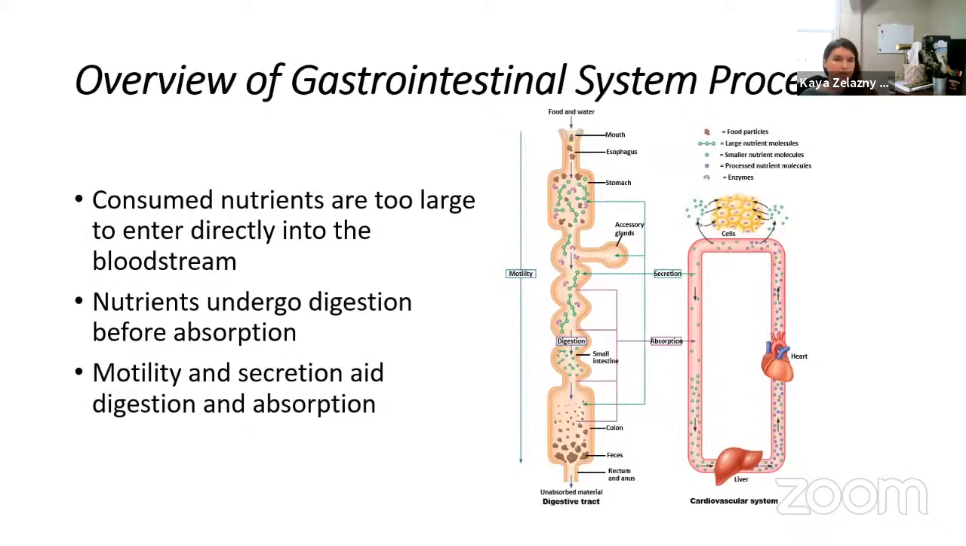So we're going to need to do some mechanical digestion of food, so physically chewing, right? But we're also going to need to do chemical digestion of food, breaking down the particles into molecules that are small enough that we can get them into the bloodstream. So all our nutrients are going to undergo digestion, right? Digestion is the breaking down of these food particles and large molecules before we can absorb them.